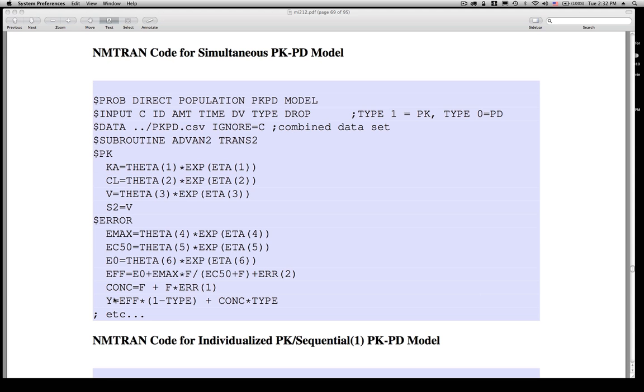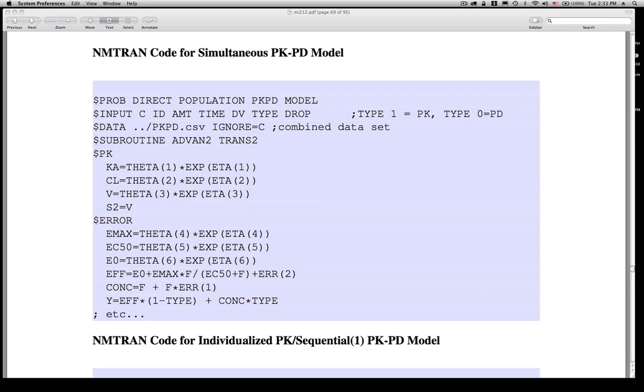And then simply the prediction, the observed data is equal to the prediction, which is conditioned on the type variable. So if type is 1, that's PK, and concentration comes through. If type is 0, that's PD, and effect is the prediction. So very similar to the way we handled the parent-metabolite models and so on. We use these indicator variables to switch the prediction.